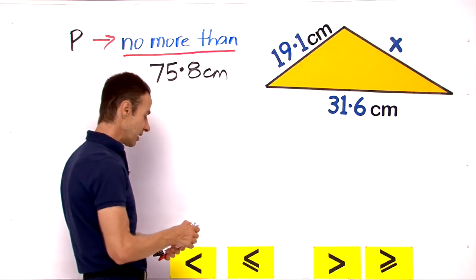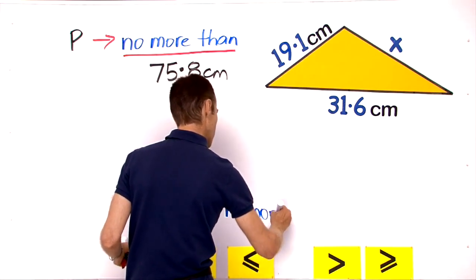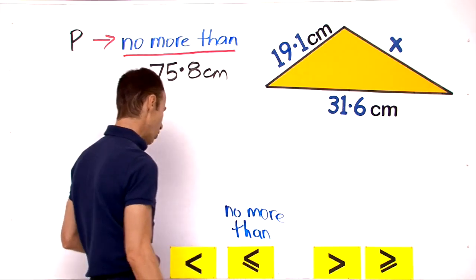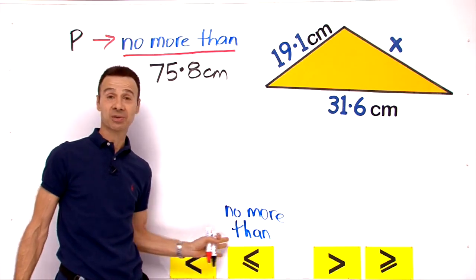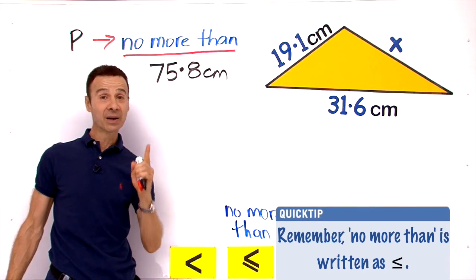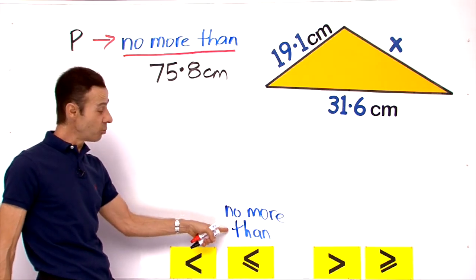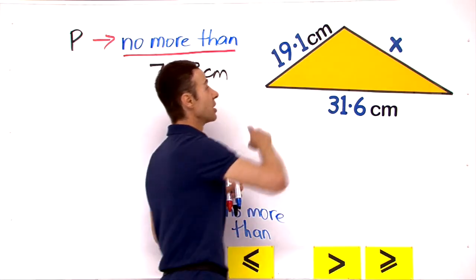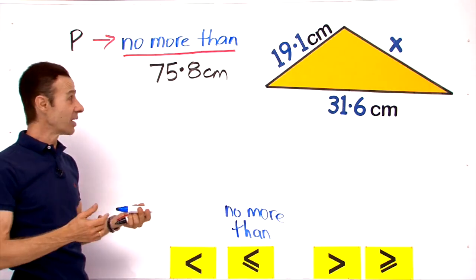Let me just write it down again here. No more than, also known as less than or equal to. You could also refer to it as at most. So there are a lot of words that are best represented by that one symbol. So again, the less than or equal to symbol also means no more than. So now we can put together the inequality to represent the perimeter. We're going to add all three sides. So let's go ahead and do that.